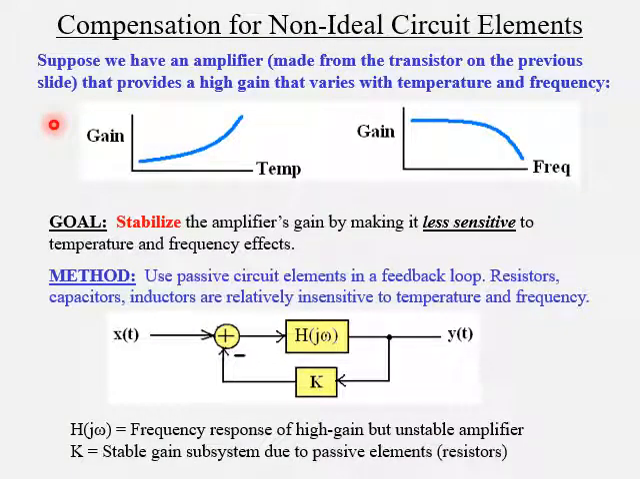So suppose we have an amplifier circuit that's made from the transistor that I just showed you on the previous slide. And this amplifier is going to provide some high gain, but of course that gain is going to vary with both temperature and frequency. So we saw in the previous slide how the gain of the transistor increases with temperature and it falls off with frequency. So our goal here is we want to stabilize the amplifier's gain. We want an amplifier that has a very predictable output, one that's relatively immune to temperature and to different operating frequencies.